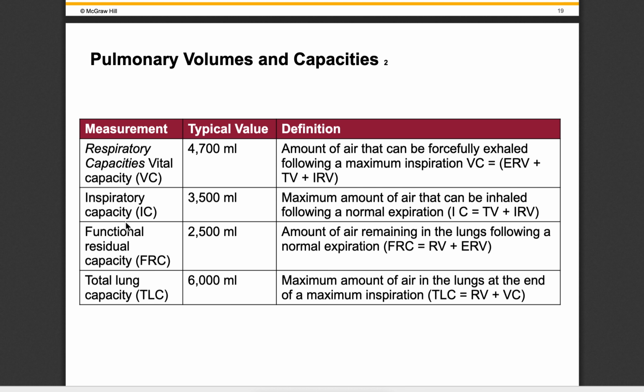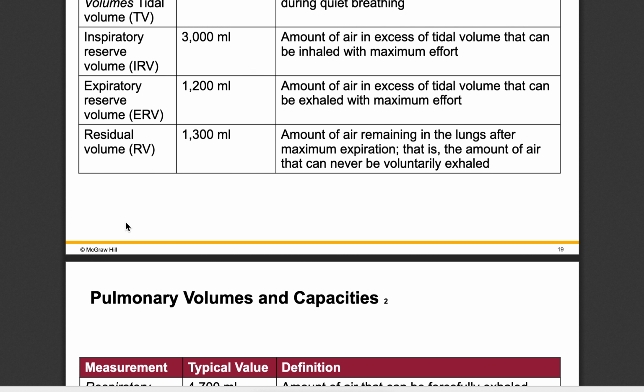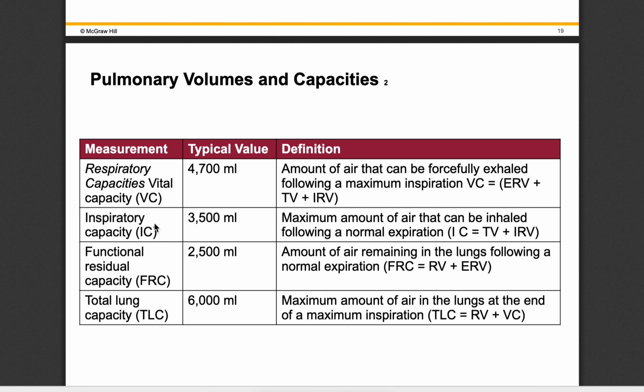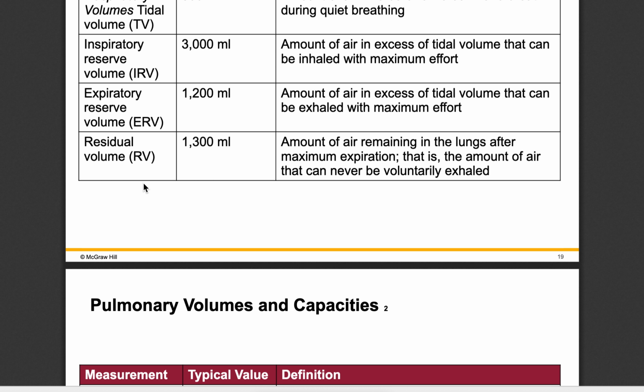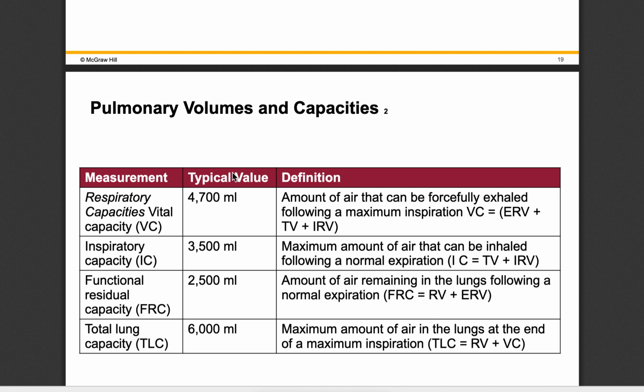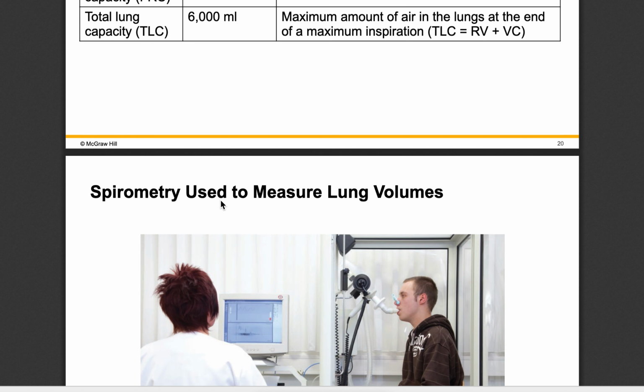Inspiratory capacity is the maximum amount of air that you can inhale from a normal expiration. So you exhale normally, and then how much more air could you take in on top of that? And then your vital capacity is how much air you can forcefully exhale after a maximal inspiration. So breathe in as deep as you can, exhale as much as you can. What is that? That's the maximum amount of air you can move in a single breath.